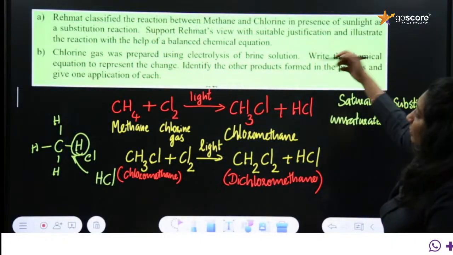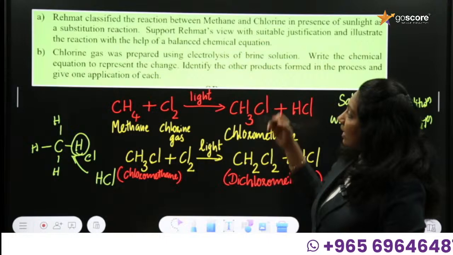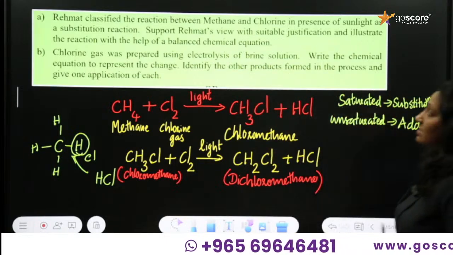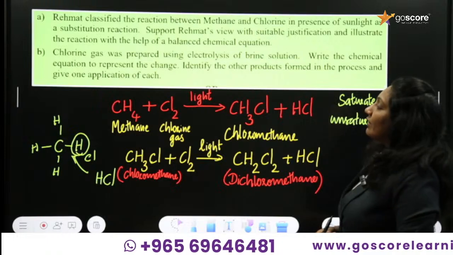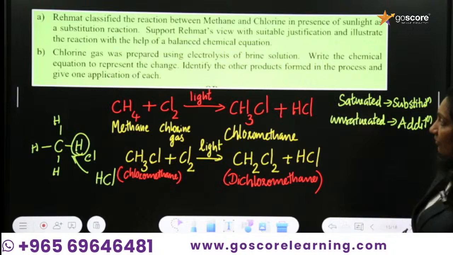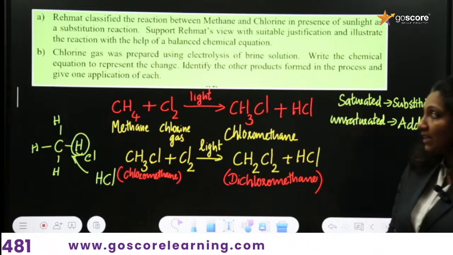Now we can move on to the second part of the 5-mark question, that is: chlorine gas was prepared using electrolysis of brine solution. Write the chemical equation to represent the change and identify the other product formed in the process and give one application of each.